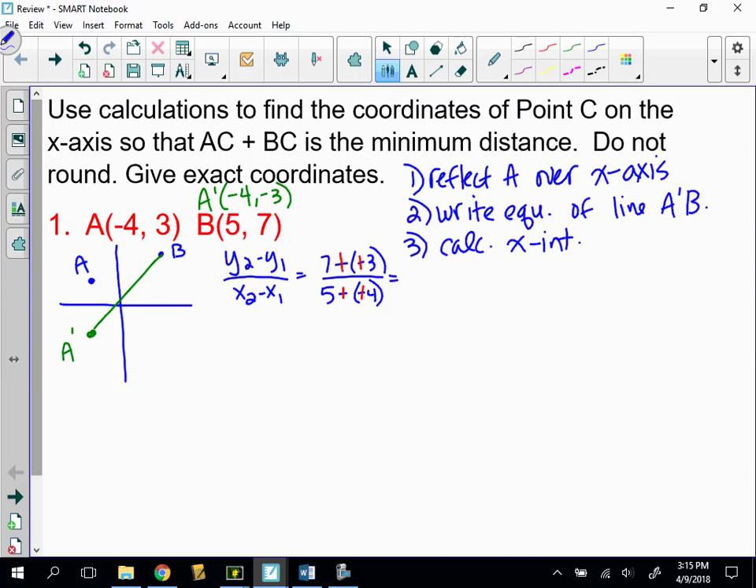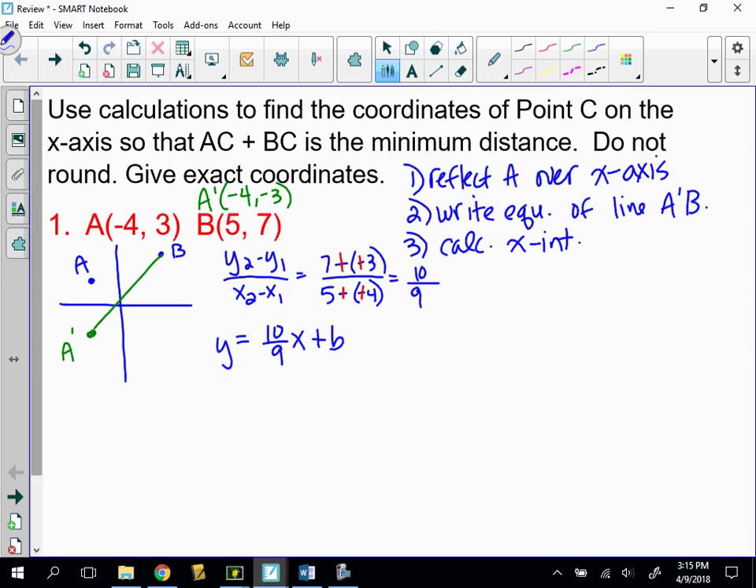So my slope looks like 10 divided by 9, or 10 ninths. Now, when I do 10 divided by 9, I get 1.1 repeating. So I'm going to leave it as 10 ninths. So I need the equation of the line. So I'm going to do y equals 10 ninths is my m, x plus b.